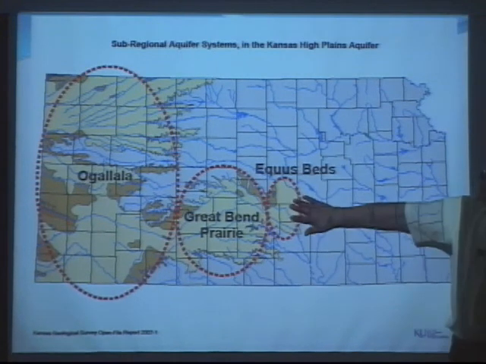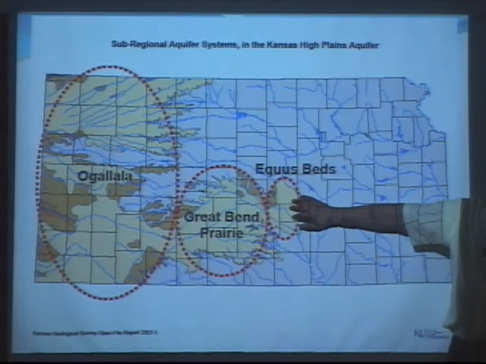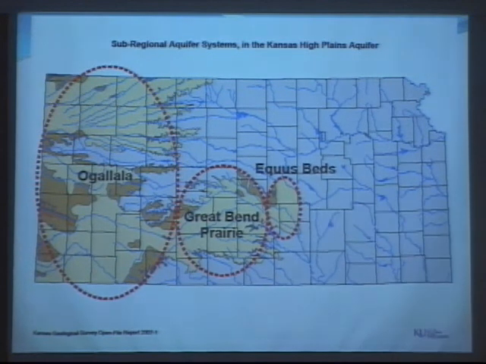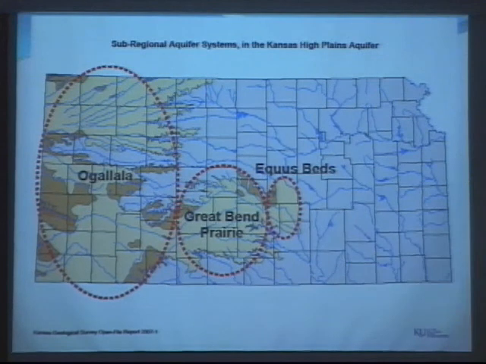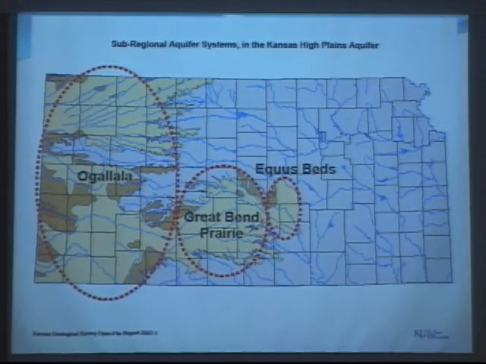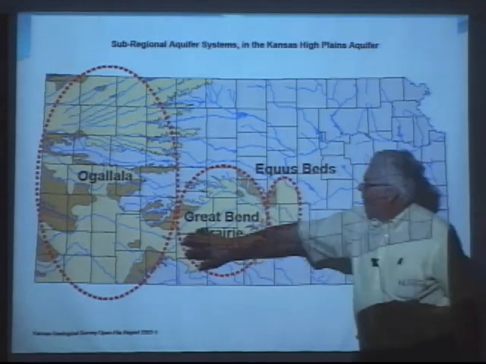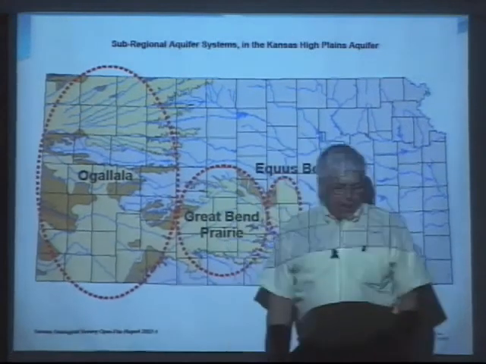And then even east of there, an area called the Equus Beds, and it's particularly important. The city of Wichita gets a large amount of their water supply from the Equus Beds. They also have Cheney Reservoir that's over here, some surface water. So these are the major aquifer areas of the state.